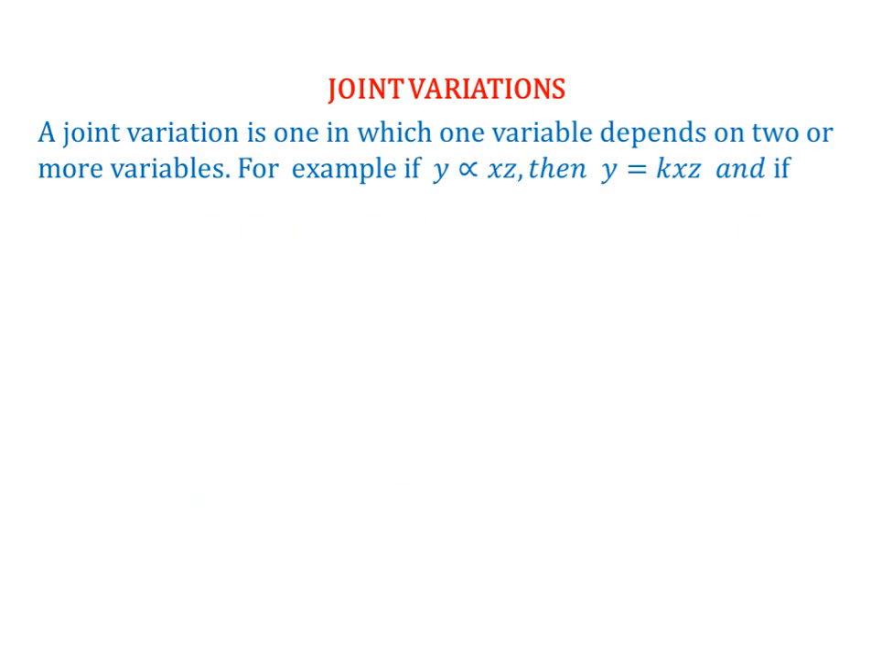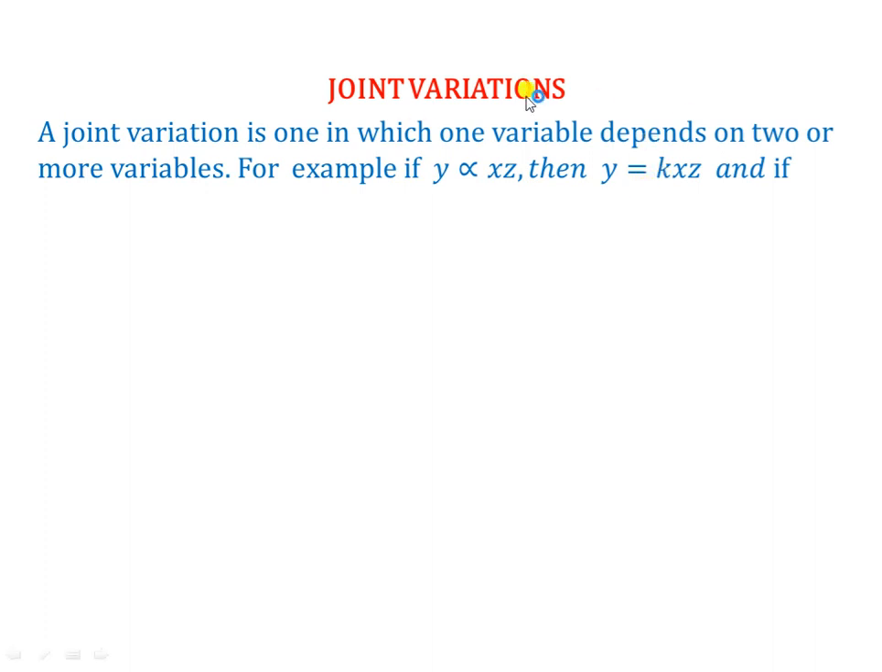Let's begin by defining what a joint variation is mathematically. A joint variation is one in which one variable depends on two or more variables. For example, if we have y being proportional to xz, then it means y equals kxz, where k in this case is the constant of proportionality.